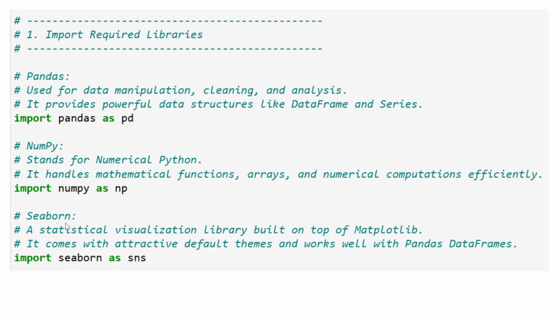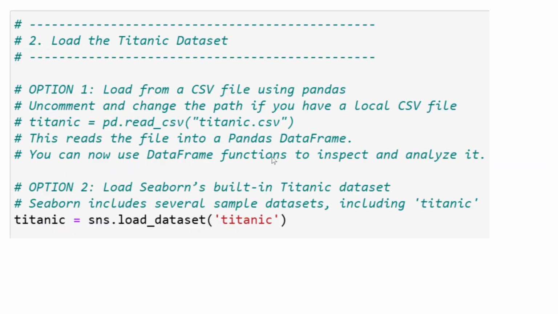Then you will also use a Seaborn library, which is used for statistical visualization, which is built on top of the matplotlib, which provides the provision for plotting the prettier charts in your Python program. It comes with the attractive default themes and it works well with the pandas data frame. So that's why we'll use the Seaborn. So we will write a statement: import seaborn as sns. So this is the first thing, that we have imported all the required libraries.